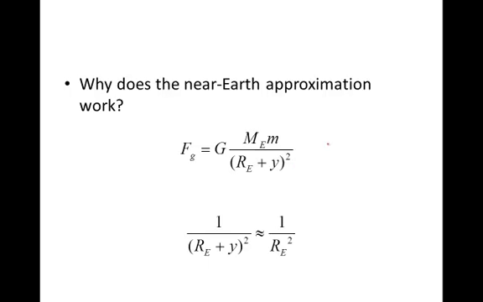You've probably seen this if you've taken physics before. F is equal to mg. And that's the near-Earth approximation. The reason that we can get away with this is if you look at this term right here, this is just a 1 over r squared term. So if y is much, much smaller than the radius of the Earth, then we can assume that this quantity is approximately just 1 over the radius of the Earth.